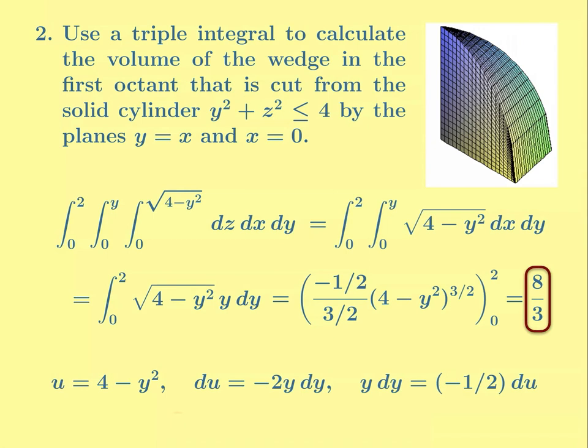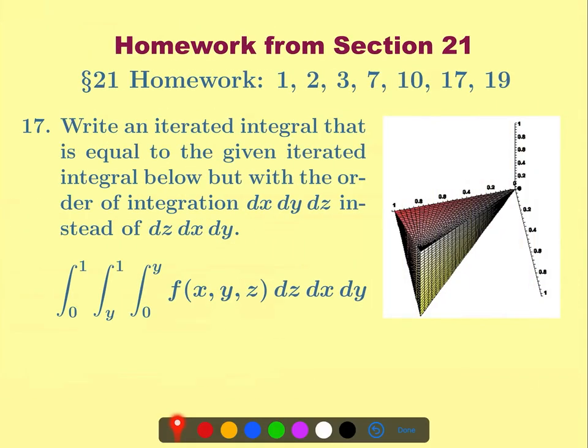Now I'm going to skip 3, 7, and 10 because those problems I wrote out in detail for you in solutions so you can see those. So let me go to 17. Both 17 and 19 are related to switching the order of integration for a triple integral.